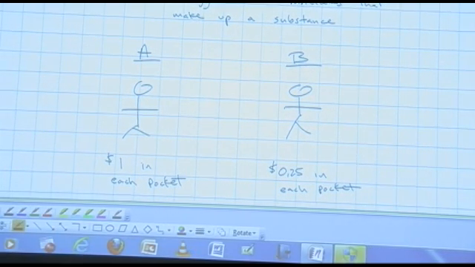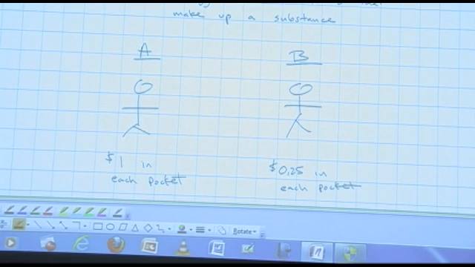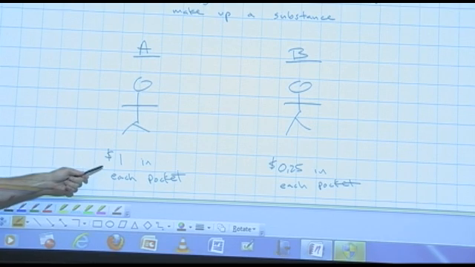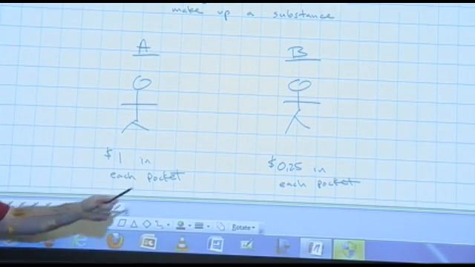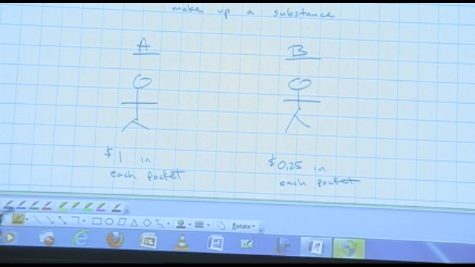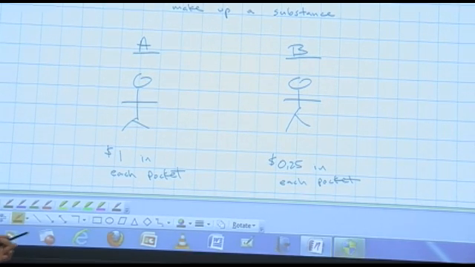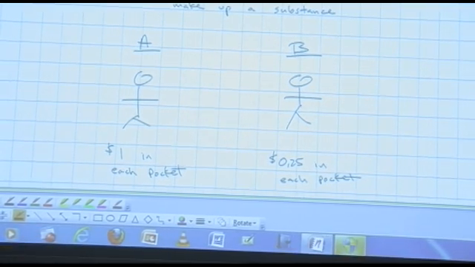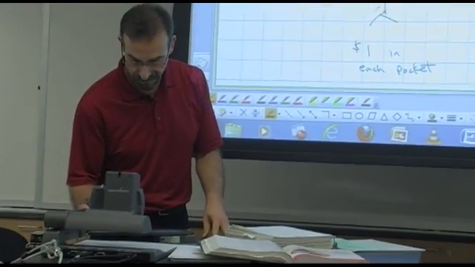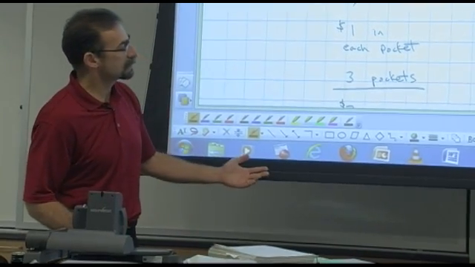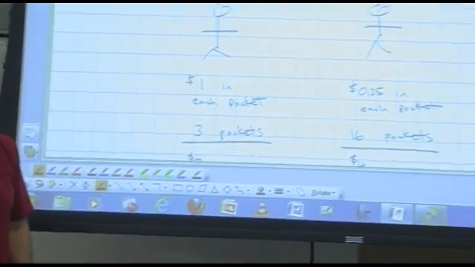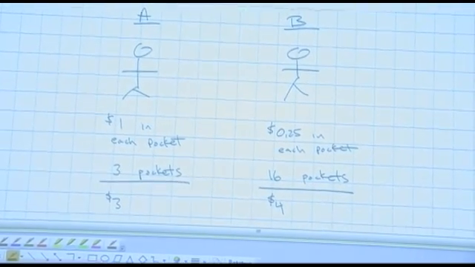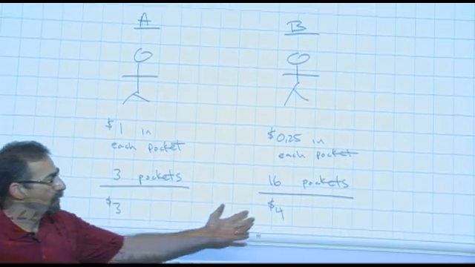Person A has $1 in each pocket. That's like a hot object, right? Take something's temperature, it tells us that the molecules are moving fast. In this case, he has a lot of money in each pocket. Person B has a quarter in each pocket. That's like a cold object. Which one has more money? Well, we need a little bit more information, don't we? We need to know how many pockets they have. Person A has 3 pockets. Person B has 16 pockets. So who actually has more money? Person B does. They've got more money because they've got more pockets.